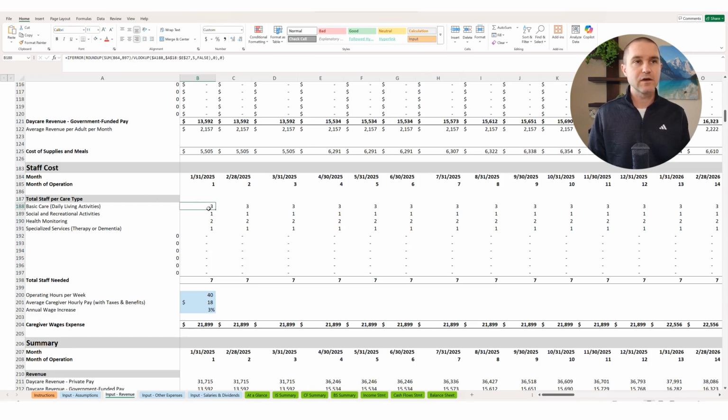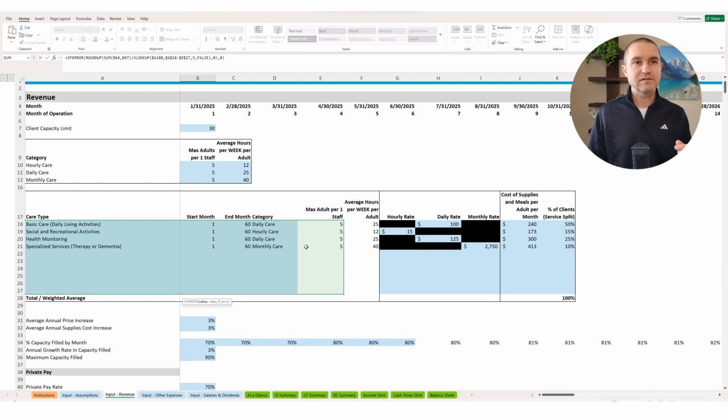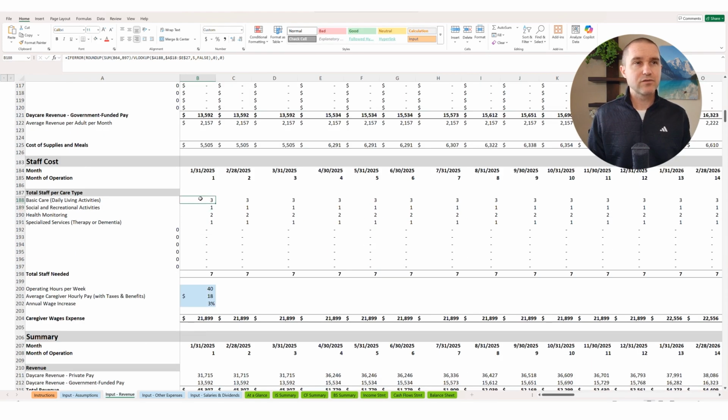So the way this is going to work is it's going to look at how many patients you have in each different category, and it's going to use an equation here, looking at these assumptions and the adult to staff ratios here, and then determining how many staff are going to be required based on that. So it will automatically tell you, okay, you're going to need 3 staff to cover the basic care services that you're providing, and so on.